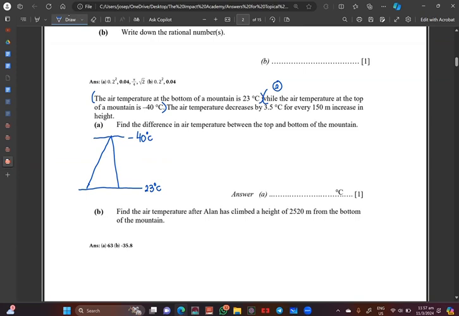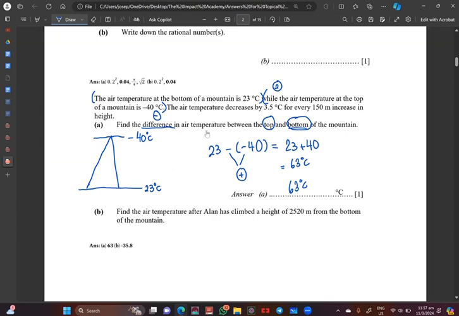Now, the air temperature, before I even go there, I can find the difference. The meaning of difference means minus, between the top and the bottom of the mountain. So how do I find the difference? You just have to do 23 degrees Celsius minus negative 40 degrees Celsius. When I do minus and minus, what happens? This becomes plus. So this becomes 23 plus 40, and this explains why your first answer is 63 degrees. If you're wondering where that 63 degrees is, it is anything from here all the way down here.